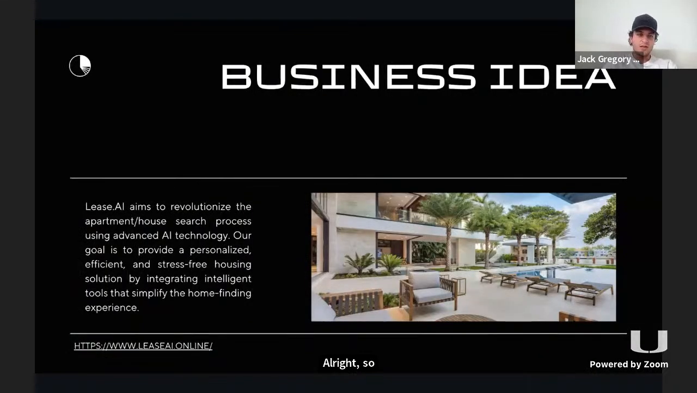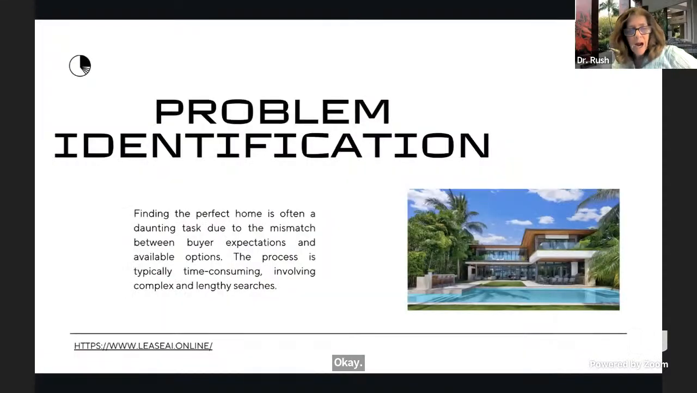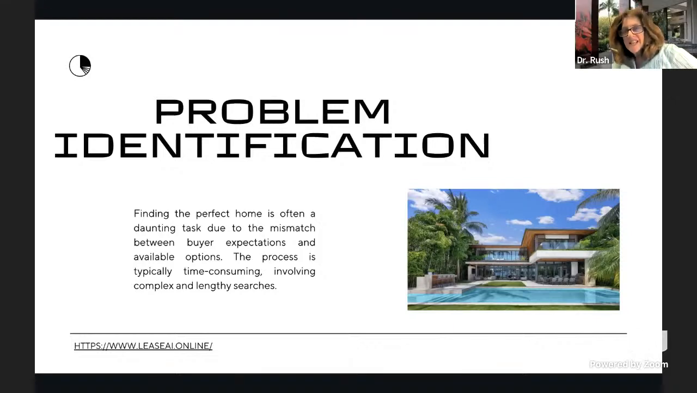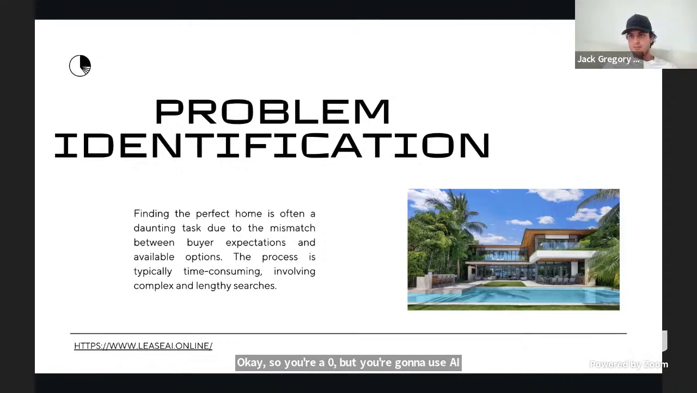Yeah, and then our business idea is that Lease AI aims to revolutionize the apartment/house search process using advanced AI technology. So I'm going to be looking for a house. So I'm like a home.com or Zillow. You're a person using Zillow, but with more AI features to make it better. Okay, so you're a Zillow, but you're going to use AI. Yeah. Okay, so go to your website.